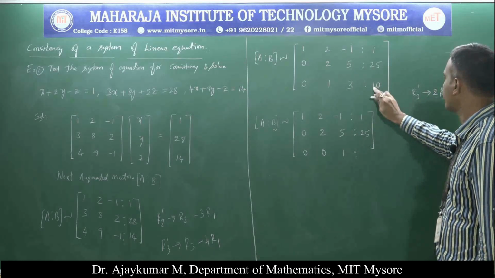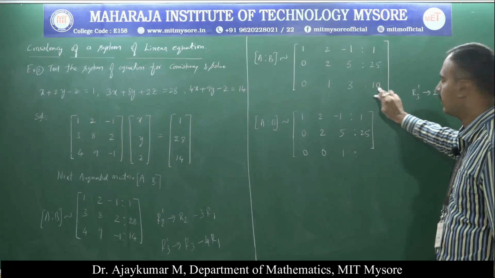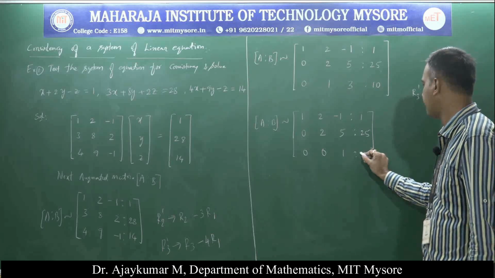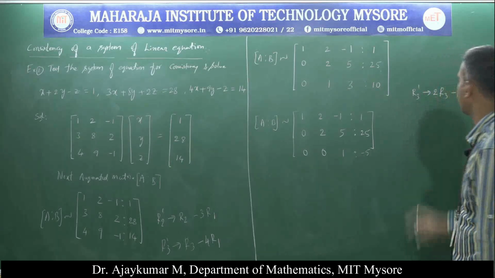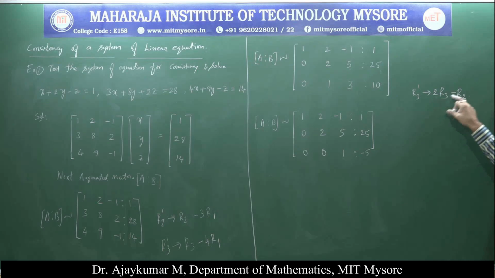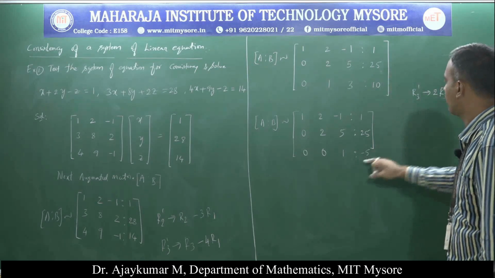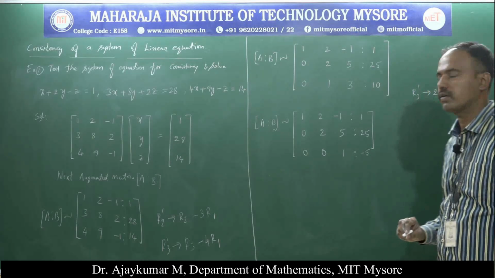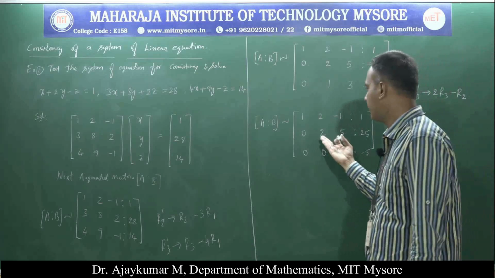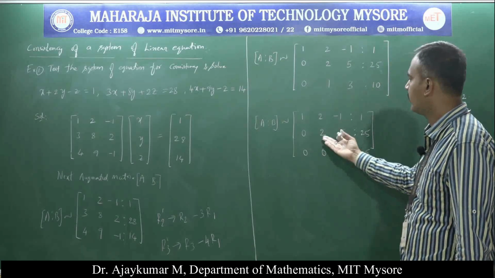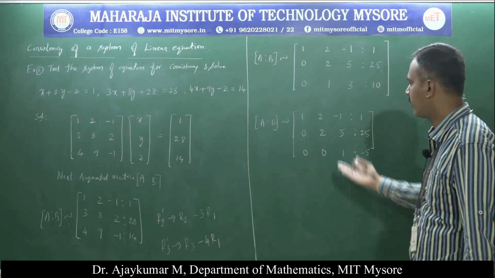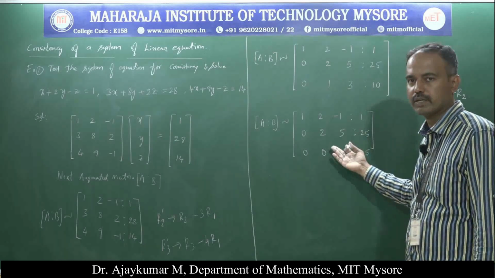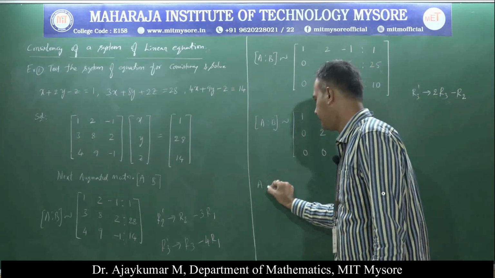Now the next one is 2 into R3, 10 available, is 20. 20 minus 25 here is minus 5 here. Now what about the next observation? Next, try to represent in terms of the unit diagonal form. Here the first one is 1, the next one is 2, so try to reduce it to the particular form 1. Now apply the transformation.